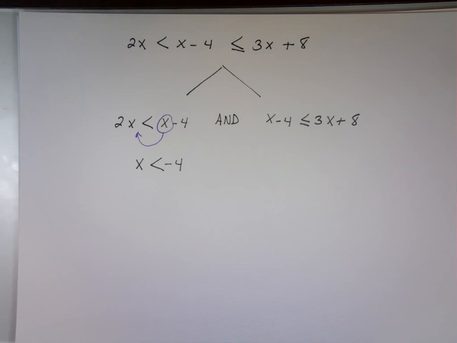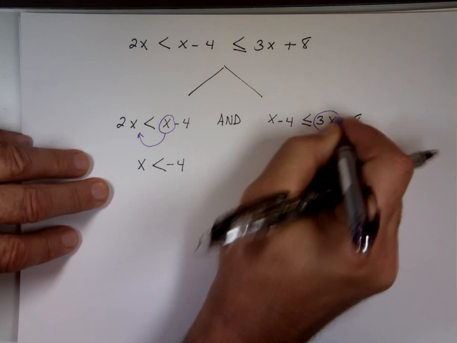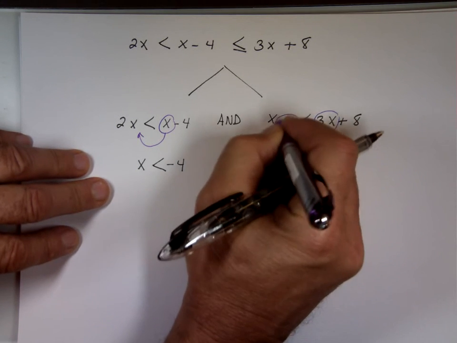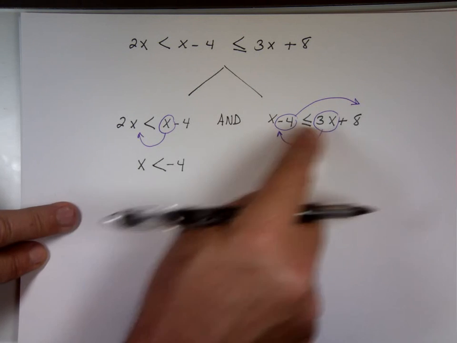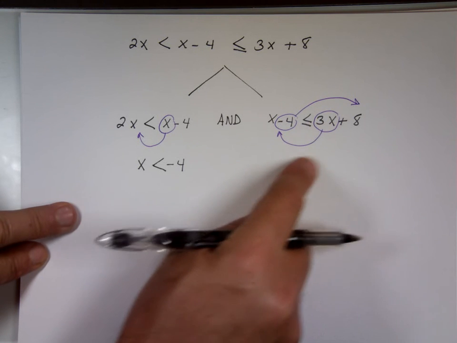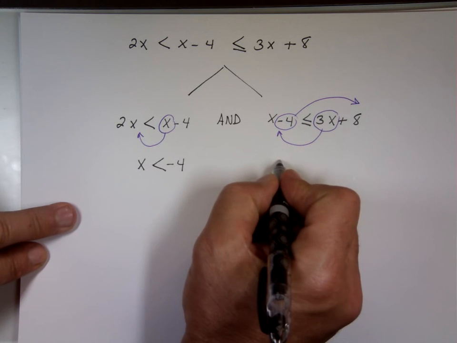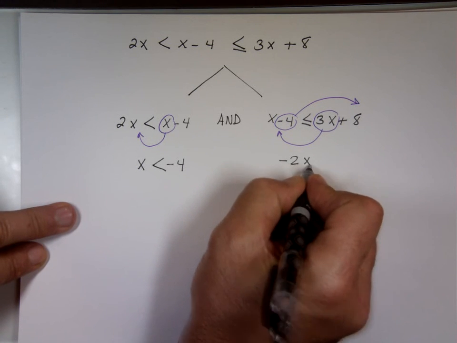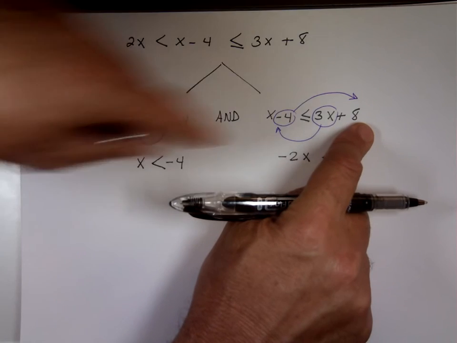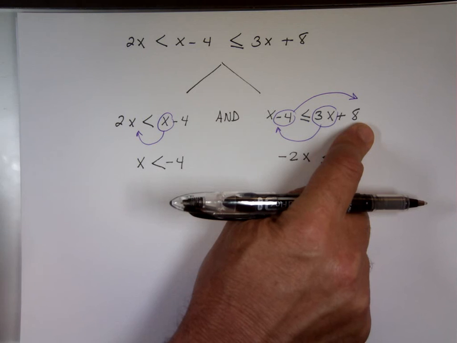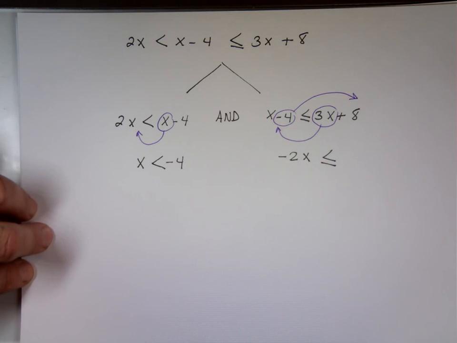This one, take the x's to one side, the numbers to the other side. I will have x minus 3x. When you change side, you change sign, right? X minus 3x, which is what? Negative 2x. 8. When you move the minus 4 there, it becomes what? Plus 4. 8 plus 4, which is what? 12.